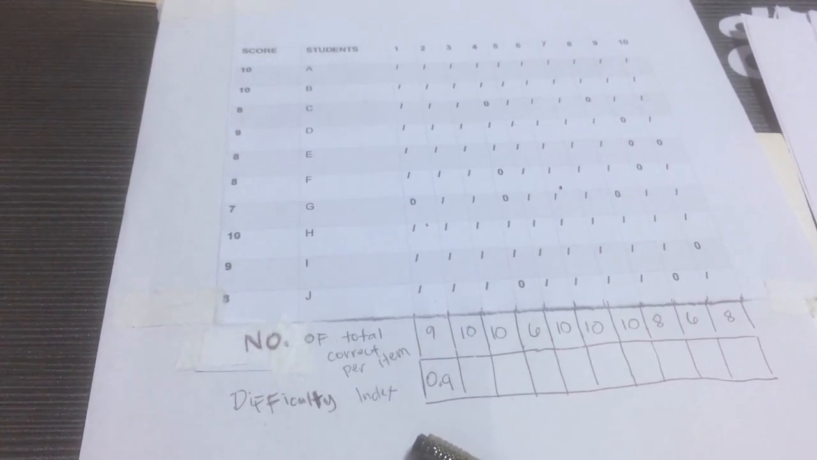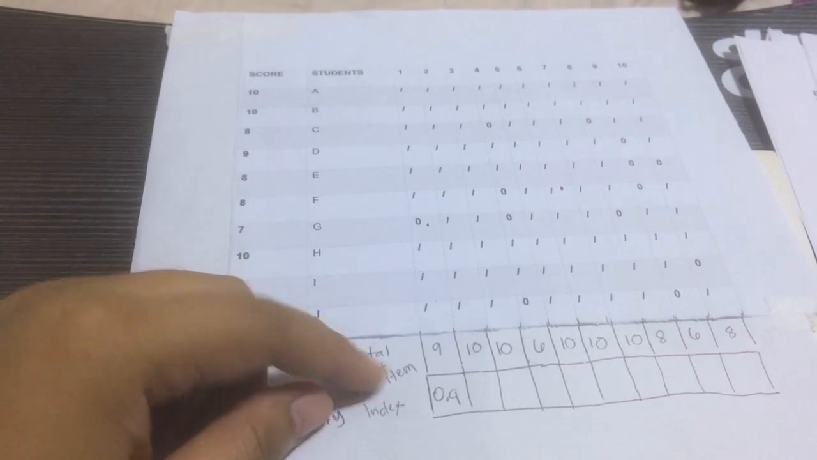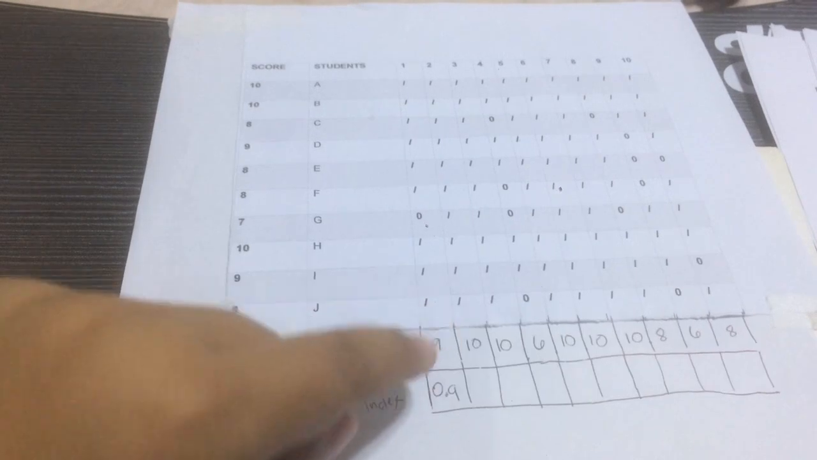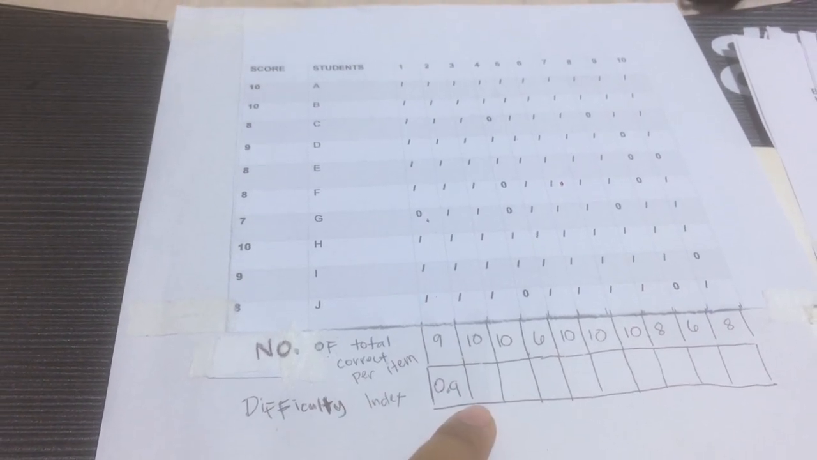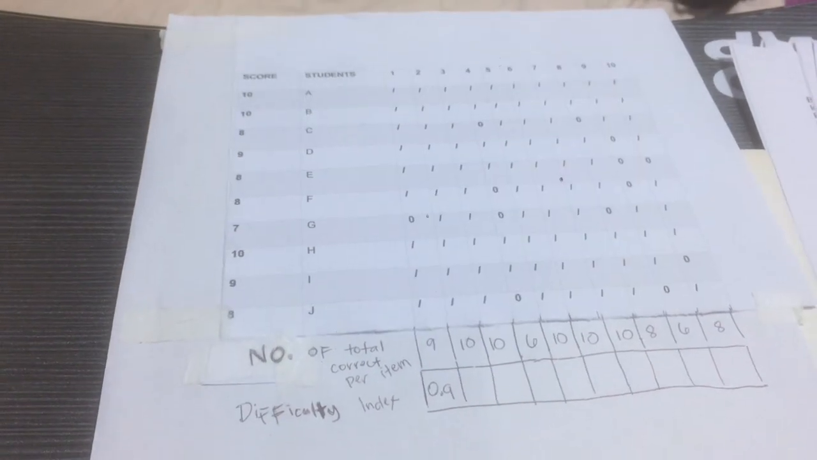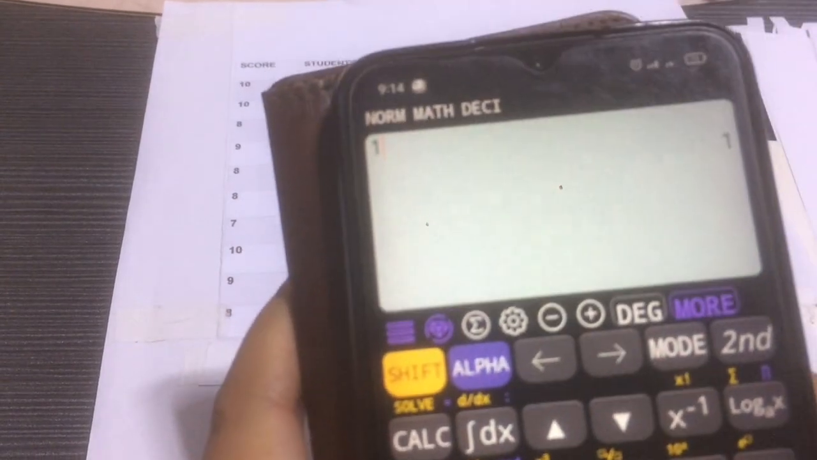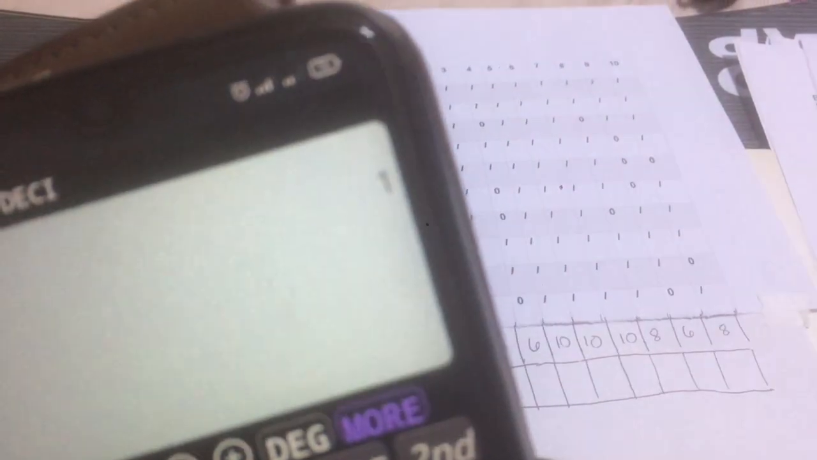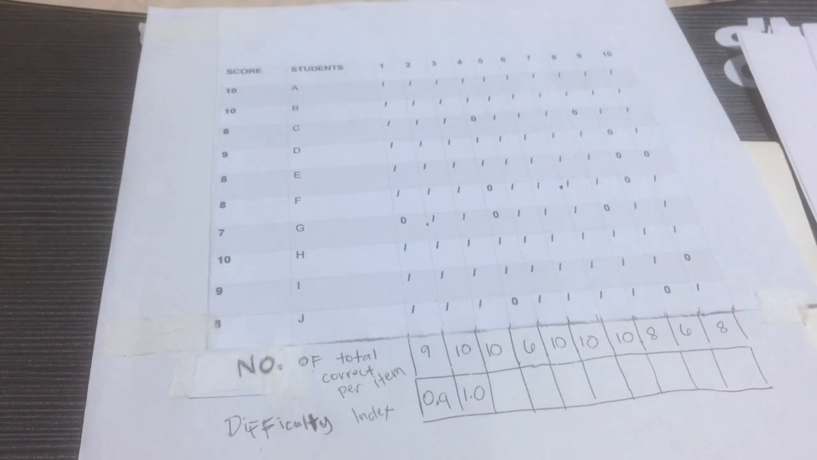Can you follow? If I say it in Bisaya, we need to look for the total correct per item. So we have here 9 divided by the students. 9 divided by 10 is 0.9, and that's the difficulty index. Another example is item number 2. We have 10 divided by 10, wait lang kayo, so the answer is 1, or 1.0. It's blurry.